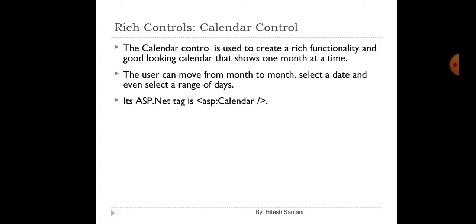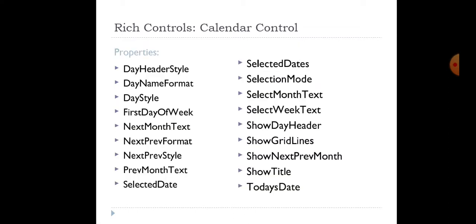A calendar control is used to create a rich functionality and good looking calendar that shows one month at a time. It helps the user move from month to month, select a date and even select a range of days. We can select a single date and also select a range of days, that is, multiple days. Its ASP.NET tag is asp:calendar.